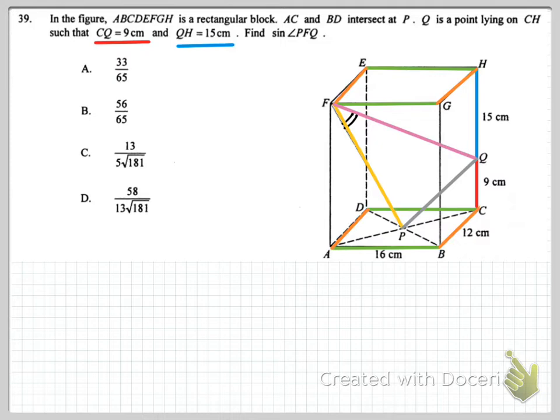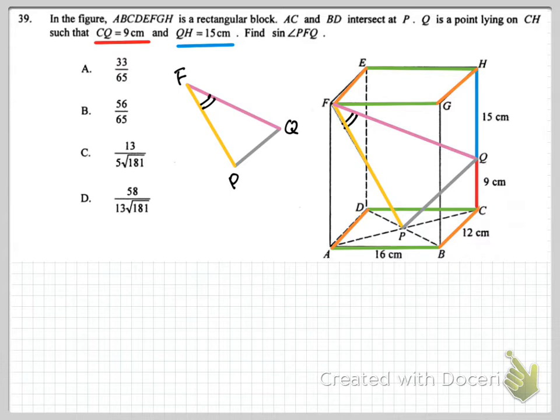Now there are many colors on the diagram, but after all, the focus triangle will be this one, triangle PQF, like this. We want to find this angle. So in the focus triangle, we need 3 pieces of information to find the angle. The given information in this question is all about lengths, so I would adopt the SSS, the triple S approach.